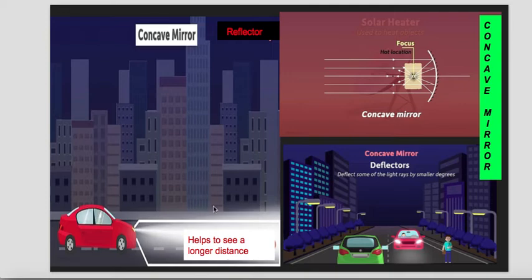So for a longer distance we can use that beam of light, and we can see the vehicles coming from the front till a longer distance. Now why is this? It is not a straight parallel beam, it appears like this also, deflected. So this is because of the deflectors.